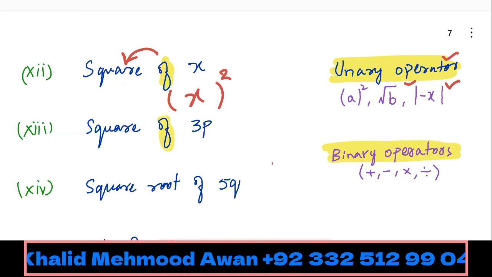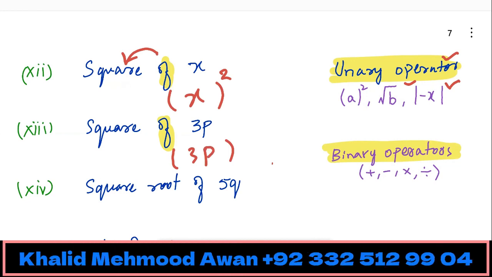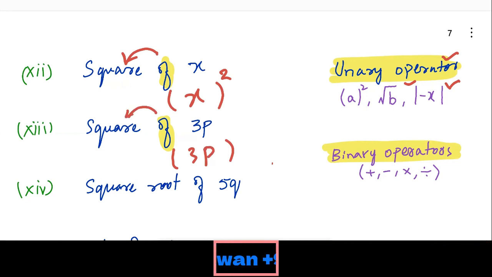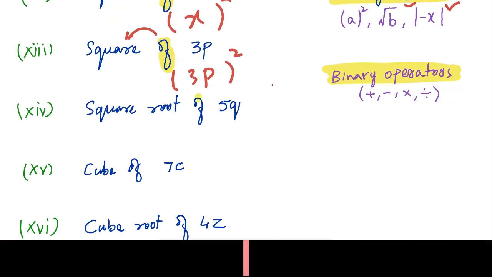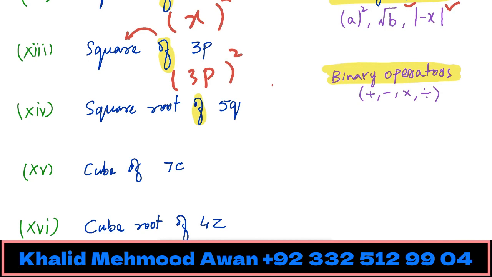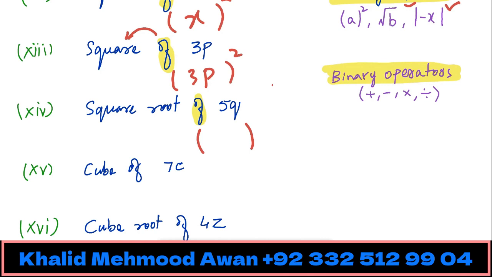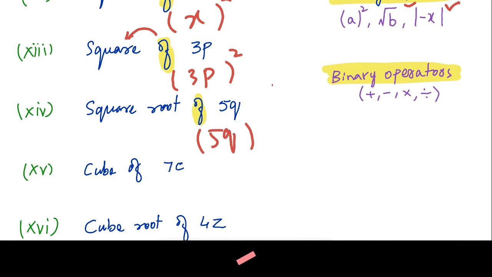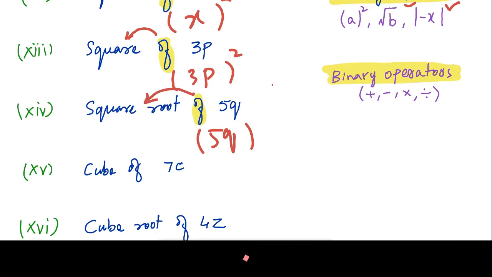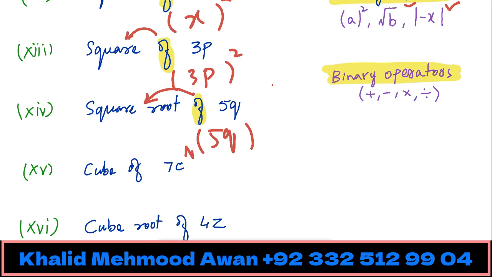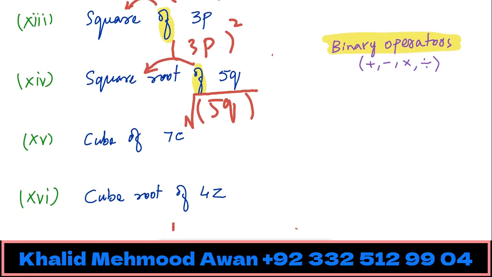So "of" means bracket, so we are putting a bracket here, and there is a variable which is 3p, and there is the word square, which means we'll be putting a square on it. Similarly, square root of 5q. "Of" means bracket, so we are putting a bracket here, and 5q inside it. Then before "of" we have to read the word square root, so we'll be putting a square root over it, so that is your square root. So you see that this is to be done like that.